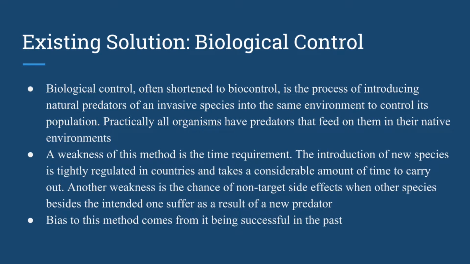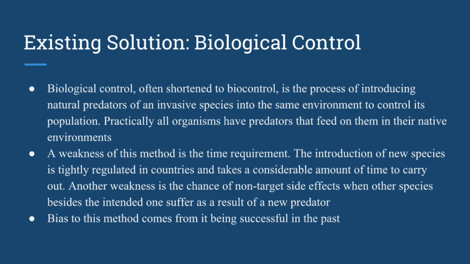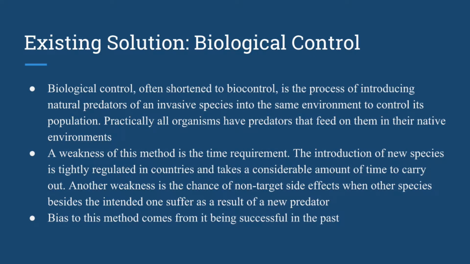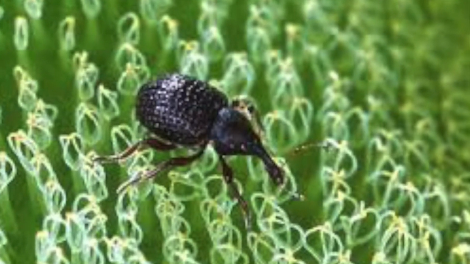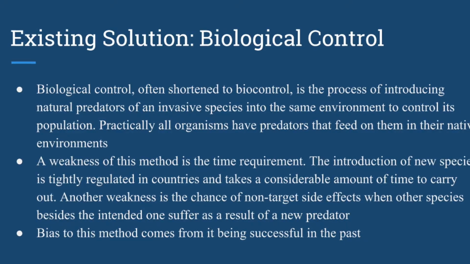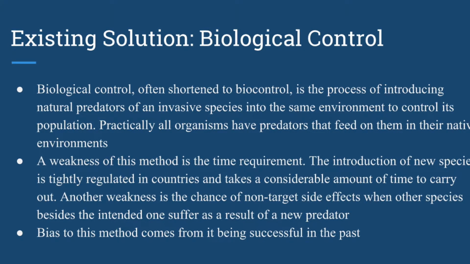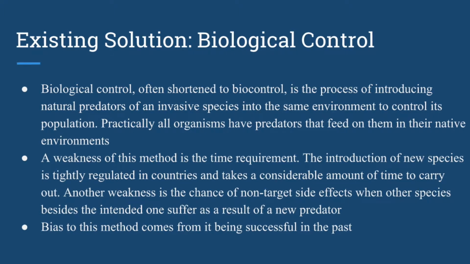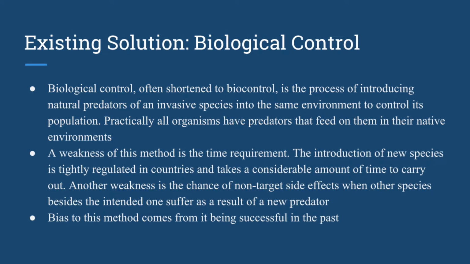A weakness of this method is the time requirement. The introduction of new species is tightly regulated in countries and takes a considerable amount of time to carry out. Another weakness is the chance of non-target side effects when other species besides the intended one suffer as a result of a new predator. Bias to this method comes from it being successful in the past, as well as it being the most documented in a field where there is not always complete data. Also, biological control does not result in eradication, leaving the possibility for repeat invasion.